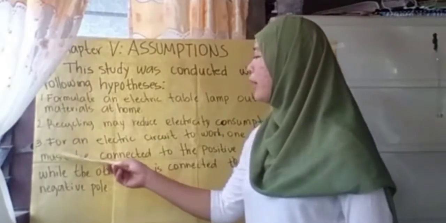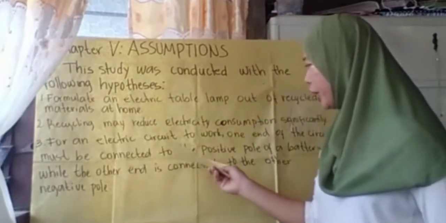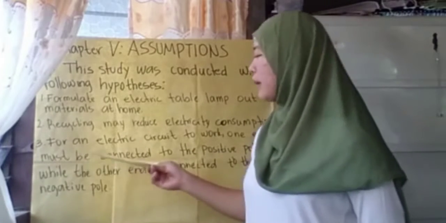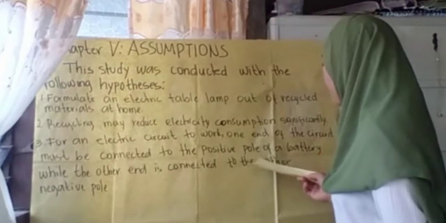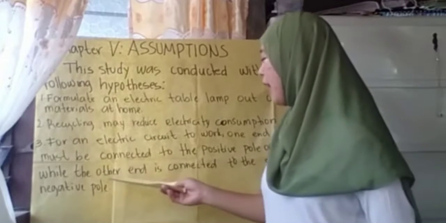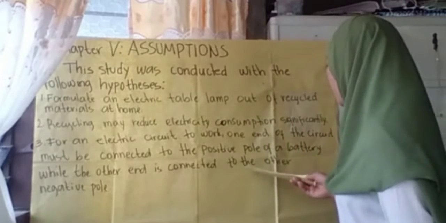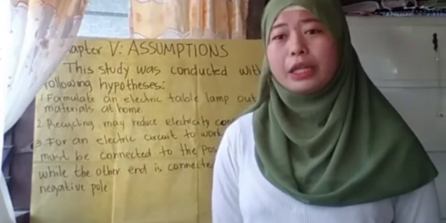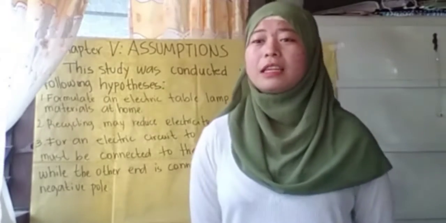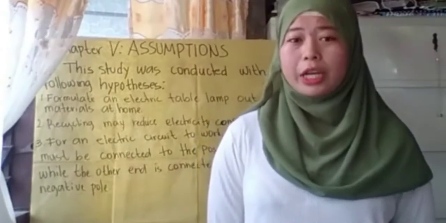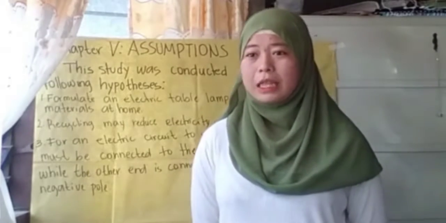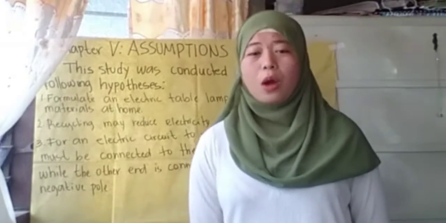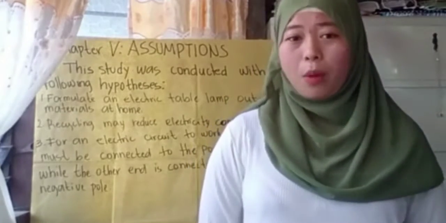The number 3 is for an electric circuit to work, one end of the circuit must be connected to the positive pole of a battery, while the other end is connected to the other negative pole. Ibig sabihin nito, para gumawa ng isang electric circuit, ang isang dulo ng circuit ay dapat na konektado sa positibong poste ng isang baterya, habang ang kabilang dulo ay konektado sa negatibong poste.